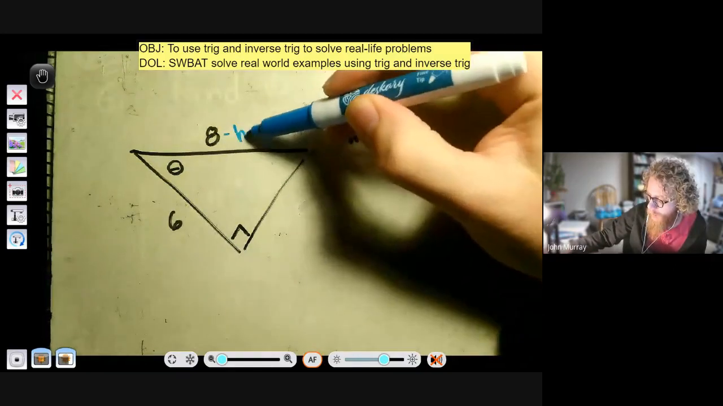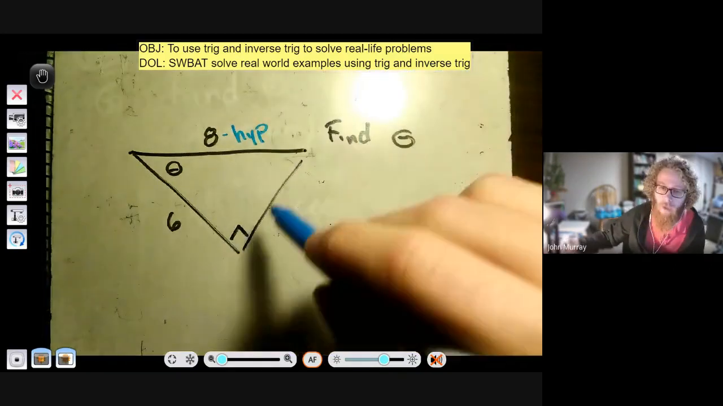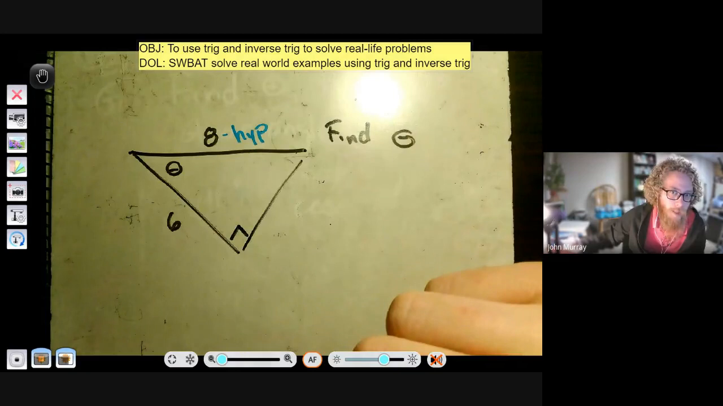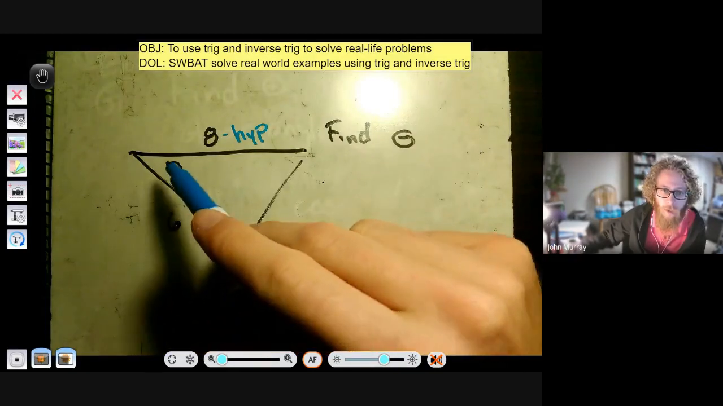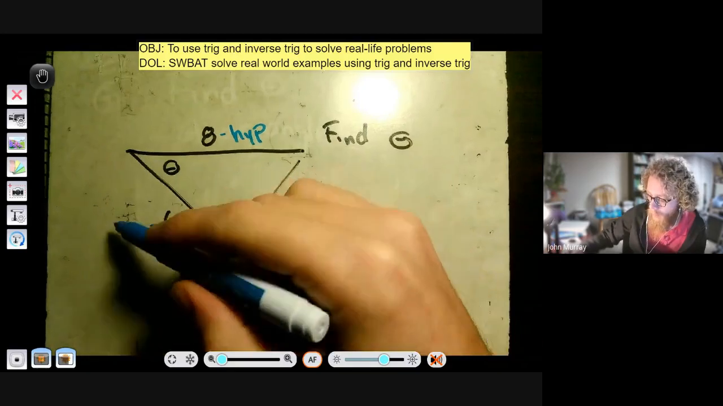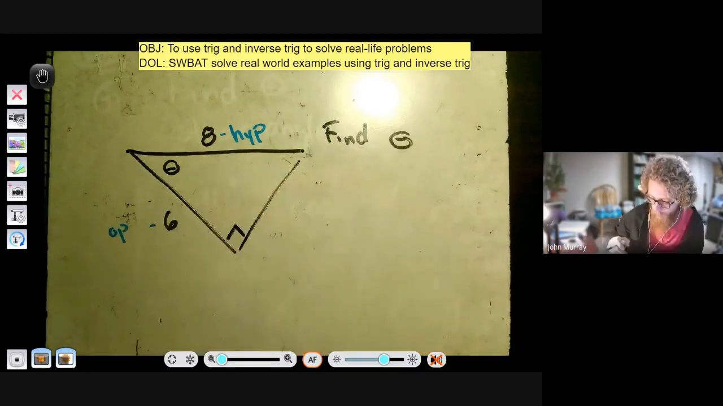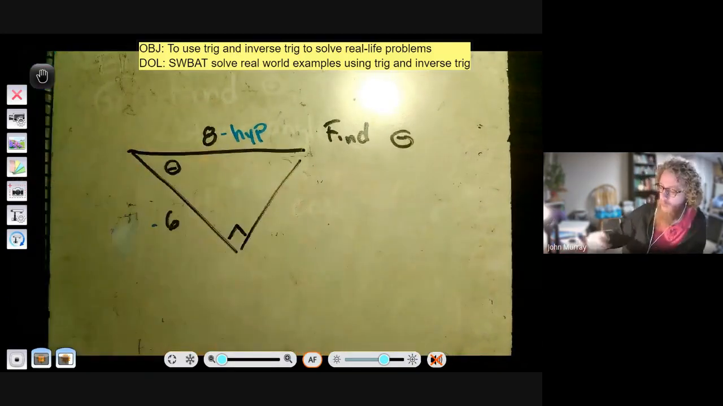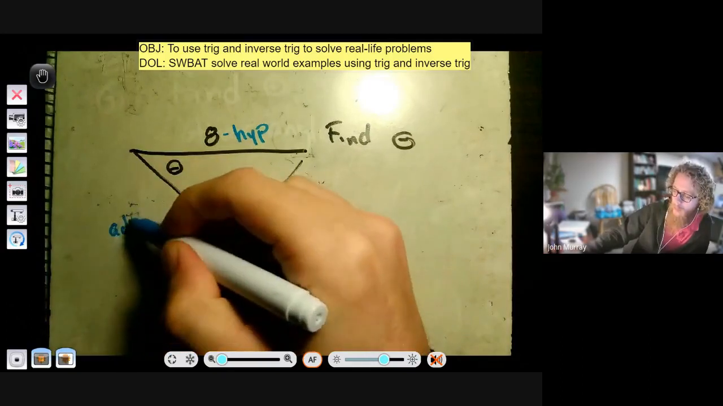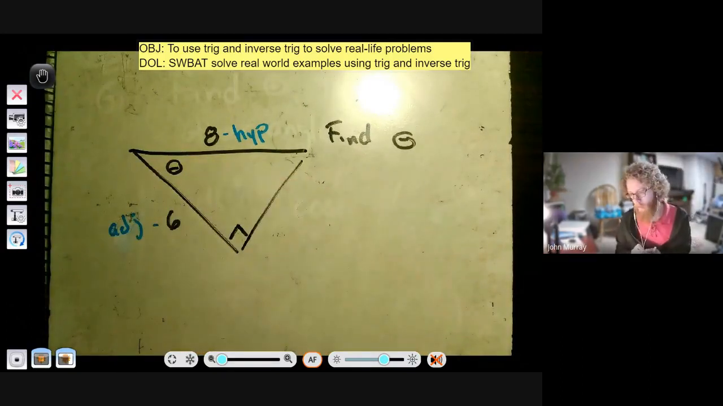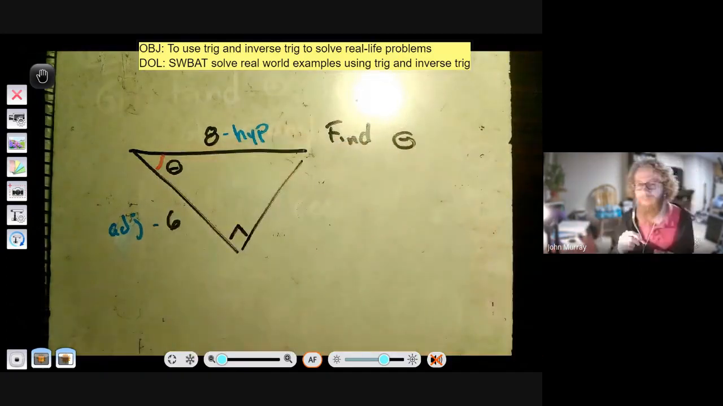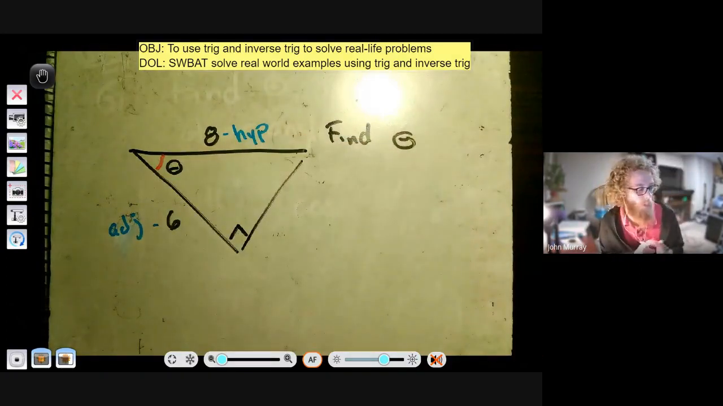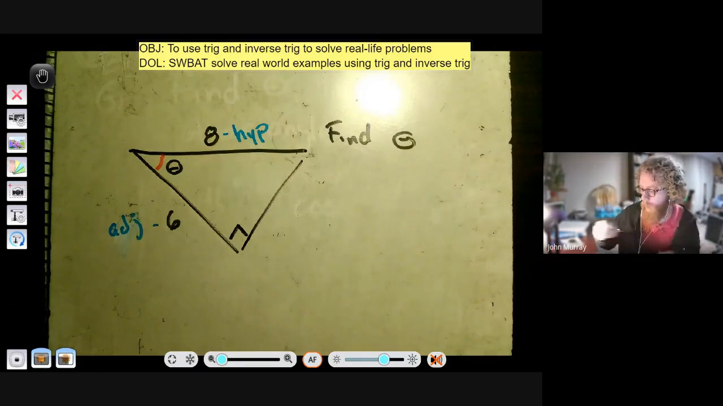So the 8 is across from the 90 degrees, so that is the hypotenuse. The 6 is touching our angle here. Oh, I wrote the wrong thing. So that is going to be our adjacent side, right? Because our angle is over here. So we have the hypotenuse and the adjacent.